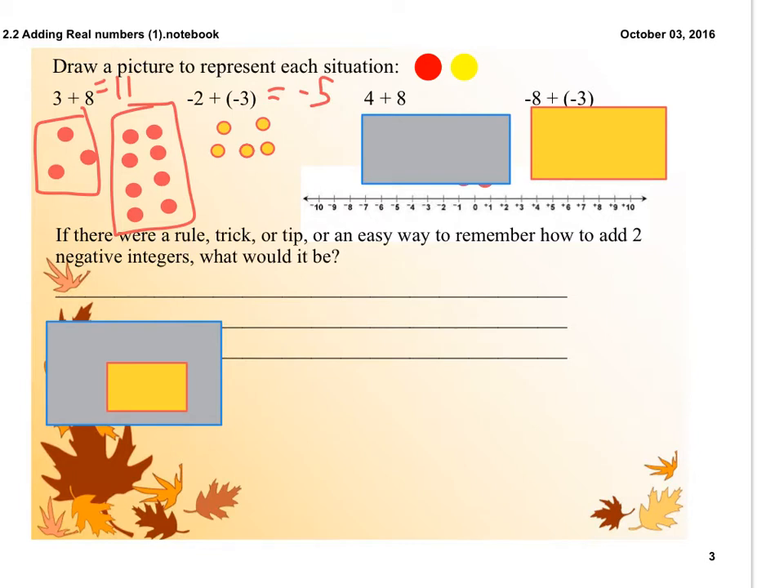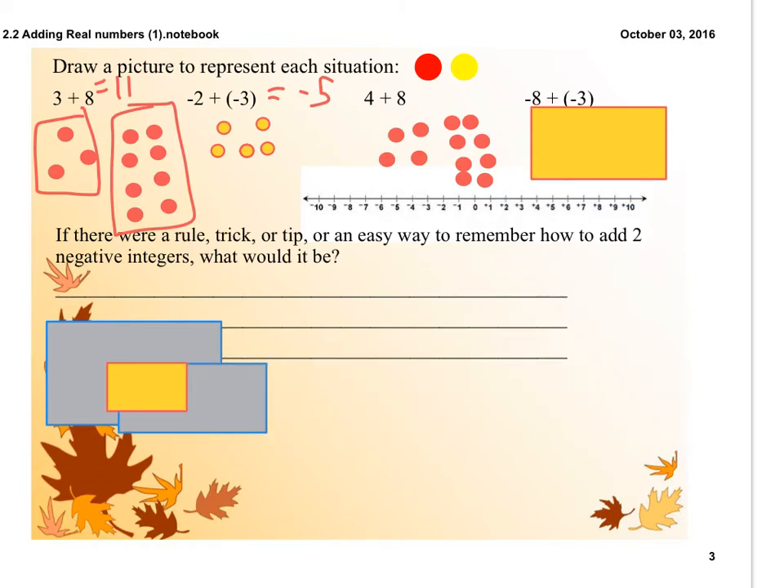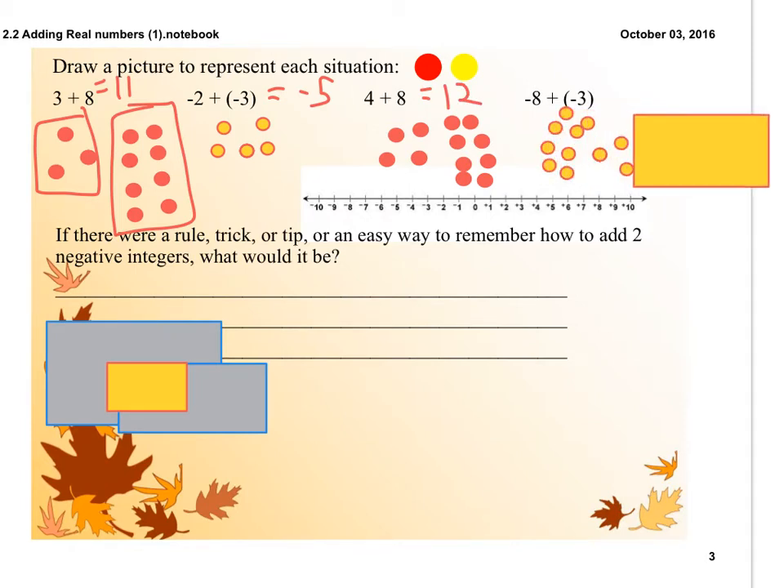I want you to pause right now and draw what you think the picture should look like for 4 plus 8 and -8 plus -3. So you should have drawn 4 red chips and then 8 more red chips, giving us a total of 12. And then you should have put 8 yellows and 3 more yellows. And so we count them. There are 11 yellows. That means that our sum is -11.